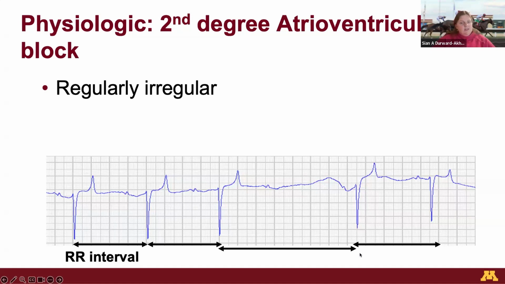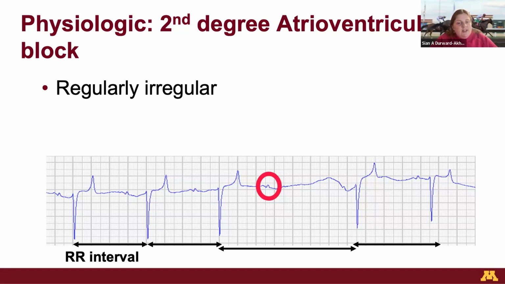And actually, if you take a little step back and look at it, you can see that this RR interval is approximately double that of the preceding or following RR intervals. And what's really interesting is if you look here, you can actually see that there's a little P wave there. However, there isn't a following QRS complex. And that's because the P wave is blocked, so it doesn't get sent down into the ventricles.